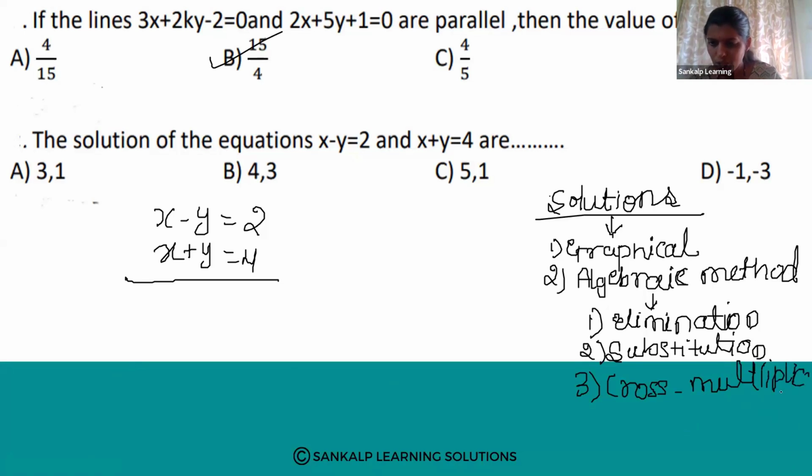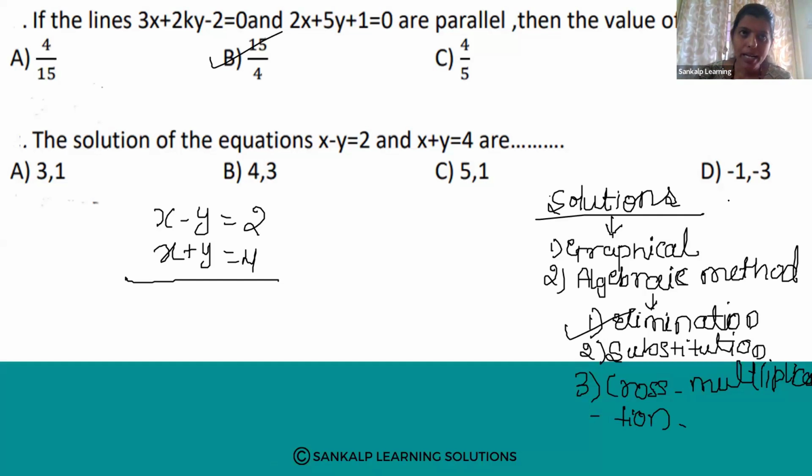In case of elimination method, already you learned what you mean by elimination method. What we are going to do is, first we will eliminate one variable. Next we get the other variable, and using that variable we find out the next variable.